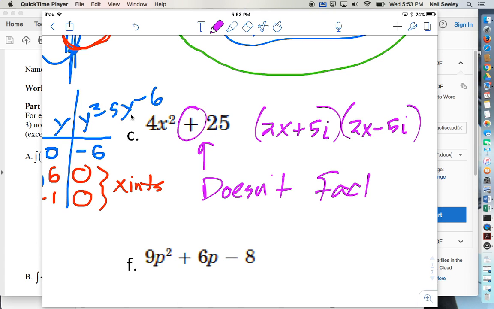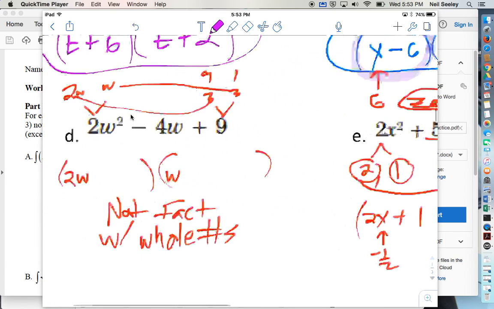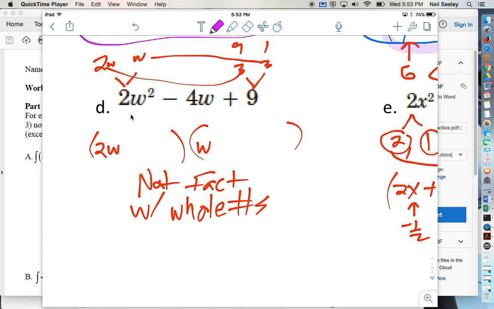So here, all right, that doesn't factor as real numbers. The thing I want you to notice, this is not a difference. So that's the key that you want to pick up on this one. Okay. Now we're moving on. We want to go down to here. I pulled this up in one of the classes. Here's the trickier kind.